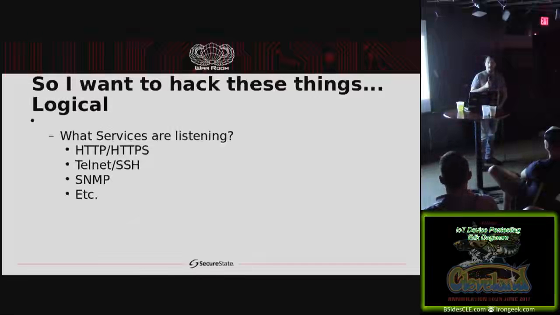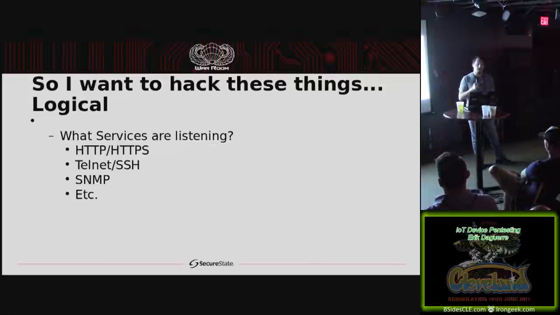So I want to hack things. Let's look at the logical side. Most of the time, on the logical side, it's what services can I connect to over the network, over Bluetooth, over the wireless, over the low band radio system that it has in there. Most of the time these are going to be websites, either HTTP or HTTPS, sometimes both, sometimes just one of them. So you're looking at the OWASP Top 10 vulnerabilities there.